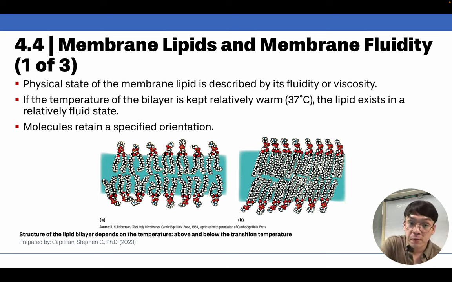The photo on your right is below the transition temperature, where the movement of the molecules is greatly restricted. The entire bilayer can be described as a crystalline gel. So this is above and below transition temperatures.